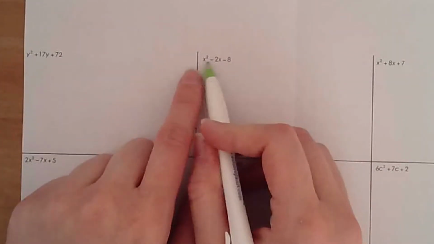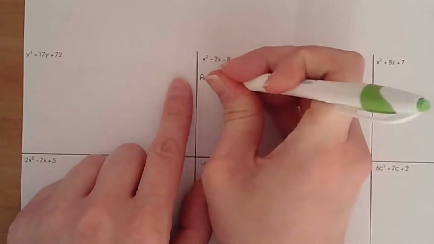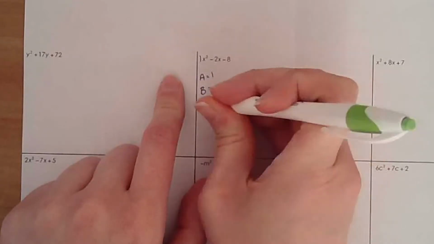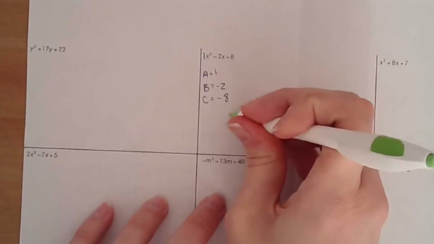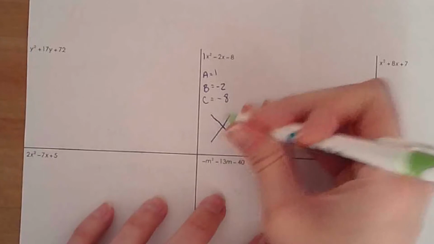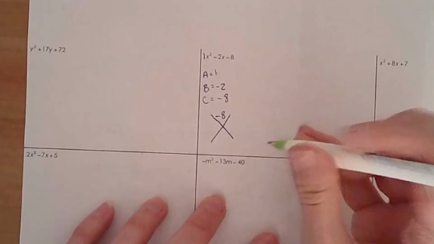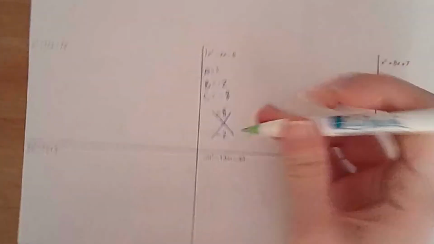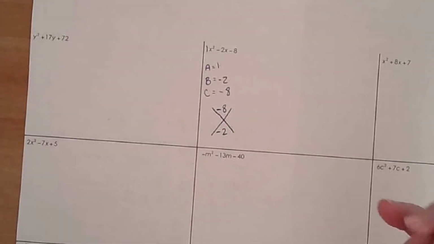So I'm going to start the same way I did last time. I know that my a term is, well, this time it's 1. B is negative 2. And C is negative 8. So I'm looking for two numbers that multiply to A times C. So 1 times negative 8 is negative 8. And add up to B. B is negative 2. So what are some numbers that would multiply to negative 8?